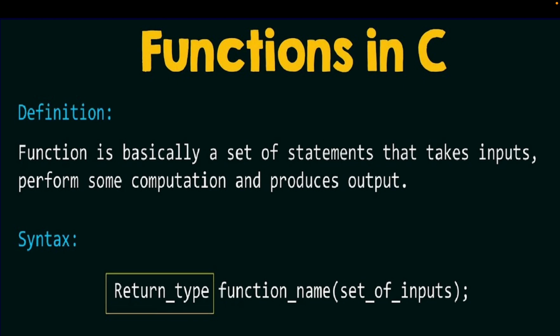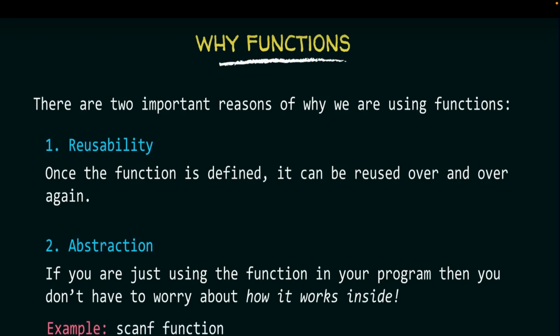Functions are groups of code which are used to perform some specific task. A function is basically a set of statements that takes input, performs some computation, and then provides output. Its syntax is return type, function name, and set of inputs. So why are functions so important? One reason is that we can write it once and use it again and again.